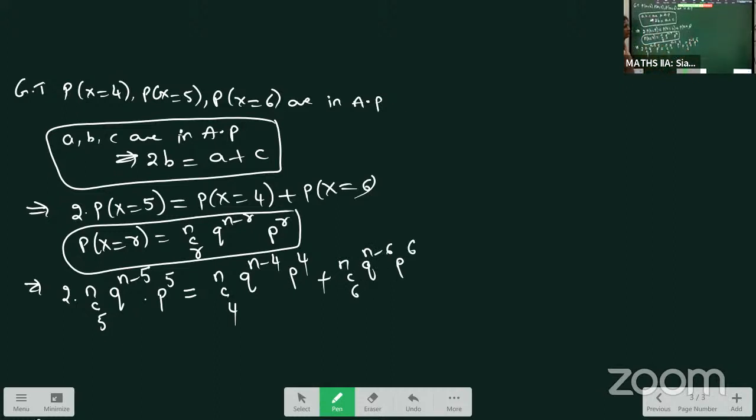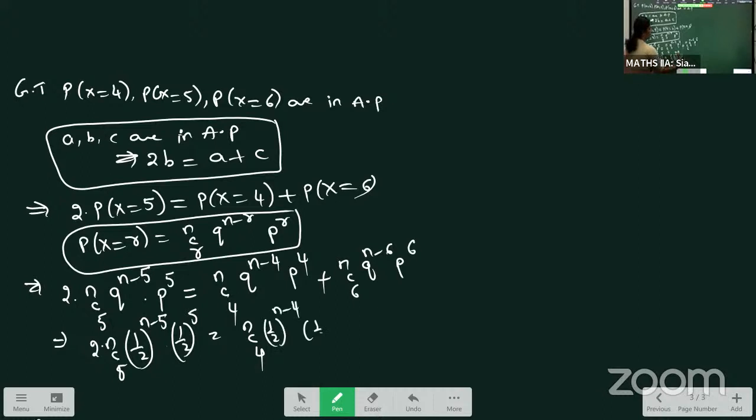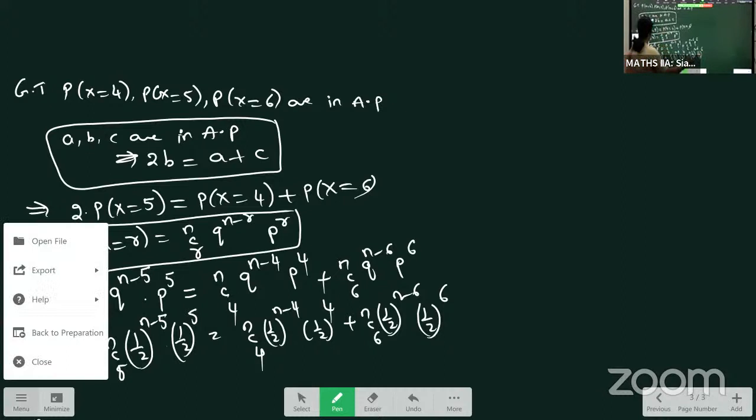Now substitute the values we have. Only p and q we have. Substitute them: 2 into nC5, q we know is (1/2)^(n−5), and p is also (1/2)^5. Similarly on the right-hand side: nC4 (1/2)^(n−4) (1/2)^4 plus nC6, q is (1/2)^(n−6) and p again (1/2)^6. Now simplify.